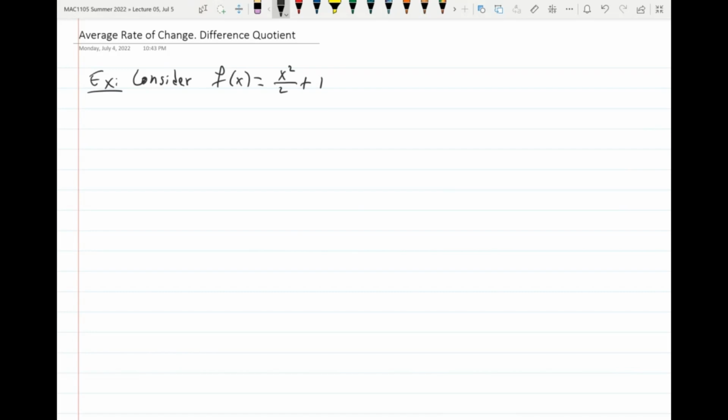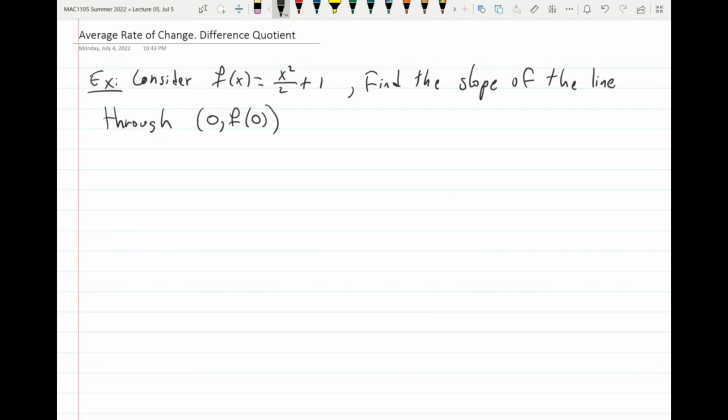So this is a function, right? By the way, what's the domain of this function? All real numbers. Good. So here you can plug in whatever you want. So let's consider this function, and then the question is find the slope of a line that passes through the points 0, f of 0 and 2, f of 2.